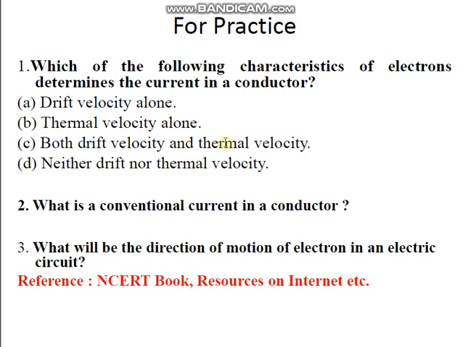Next, which of the following characteristics of an electron determines the current in a conductor? You can opt for one. Second, what is the conventional current in a conductor? What will be the direction of the motion of electrons in an electric field? So this is all about today.